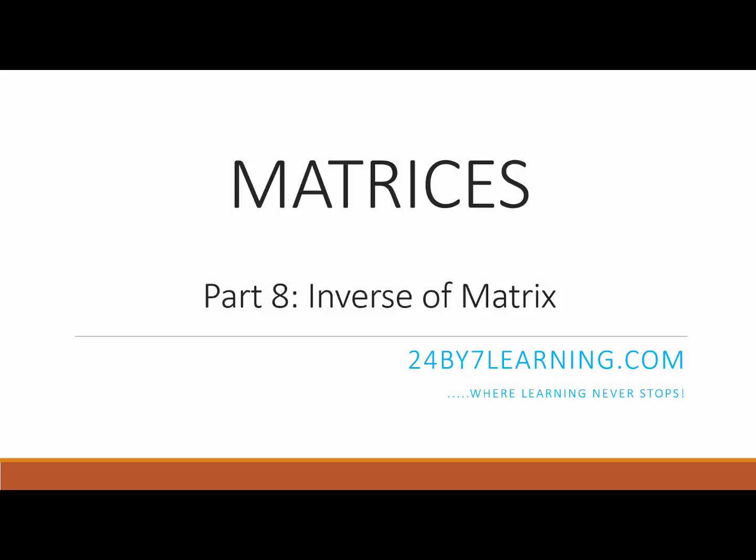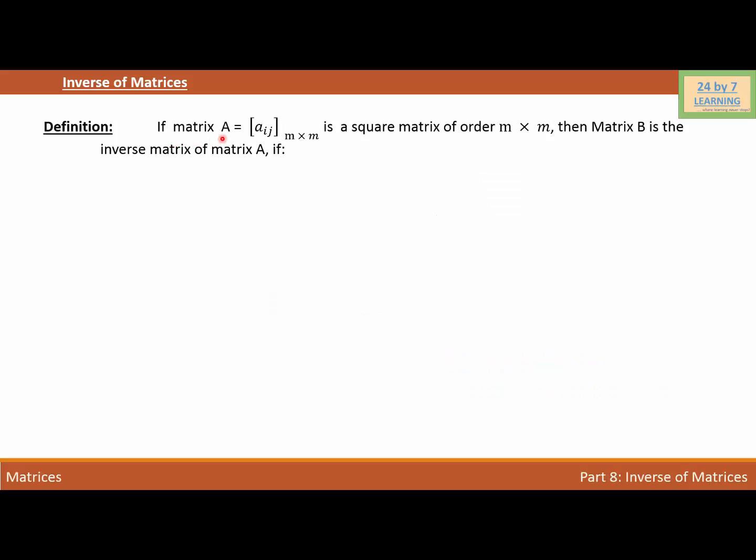So, let's begin. Inverse of matrices. If matrix A, which is Aij with order m by n, is a square matrix of order m by n, then the matrix B is the inverse of matrix A if the product of matrices A and B is equal to matrix I. In other words, we can say that B is the inverse of matrix A if we multiply both the matrices A and B and we get the identity matrix. So we can say that B is an inverse matrix of matrix A.